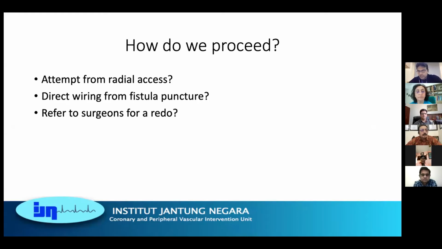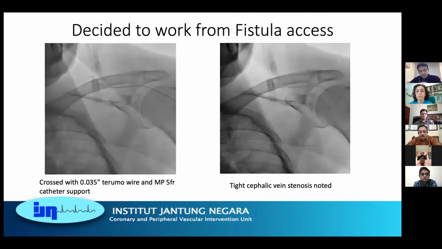So sometimes, even though the fistula procedure is under local anesthesia, the surgeons will grunt and they won't be too happy. So I decided to go directly from the fistula because I felt that I would have better control of the wire to cross the tight stenosis. Unfortunately, I don't have the images saved when I crossed it. I actually used a 035 Terumo with an MP 5 French for support and managed to wire all the way into the IVC.